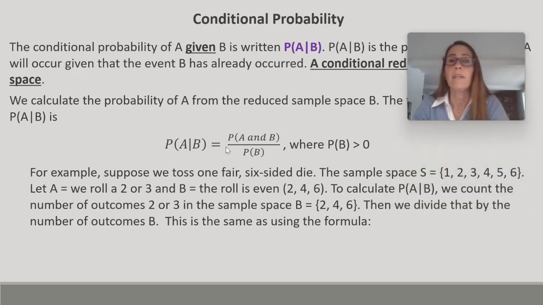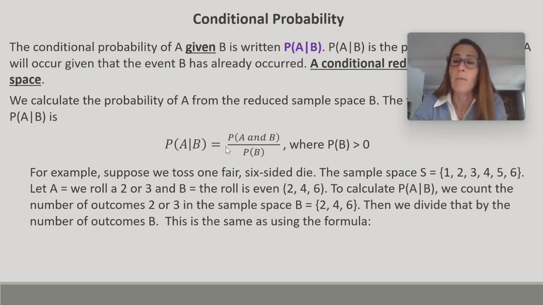We have the probability of A and B divided by the probability of B, as long as the probability of B is greater than 0, because you can't divide by 0. An example of this: if we toss one fair 6-sided die, we have the sample space 1 through 6. We let the event A be that we roll a 2 or a 3, and B be that the roll is even, so that would be a 2, 4, or 6.